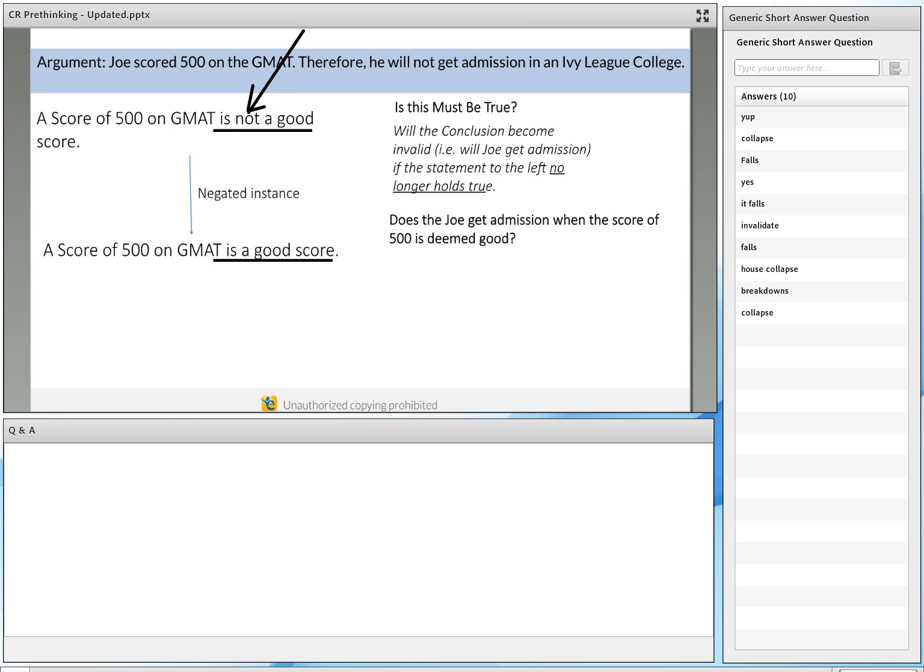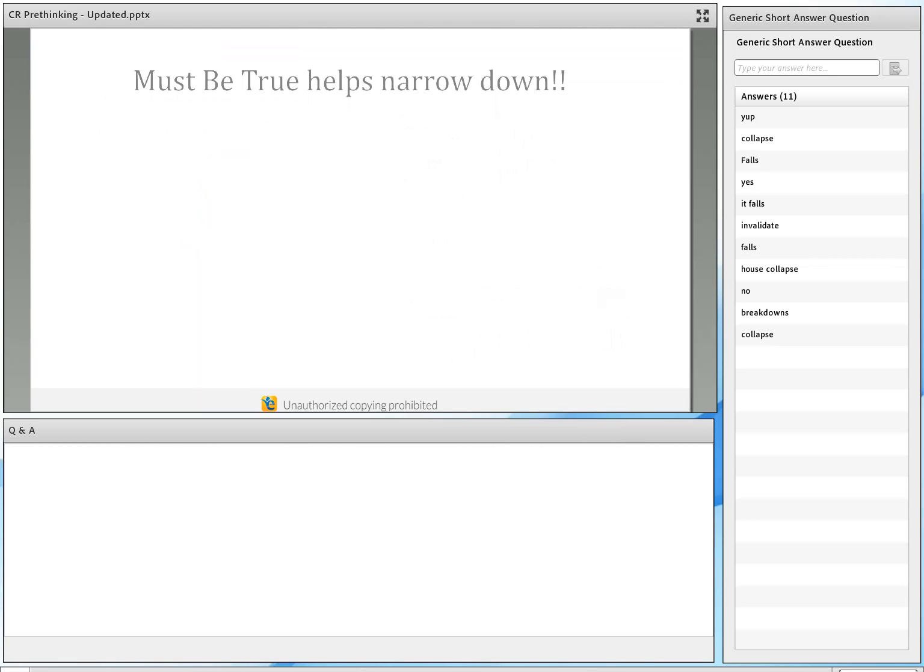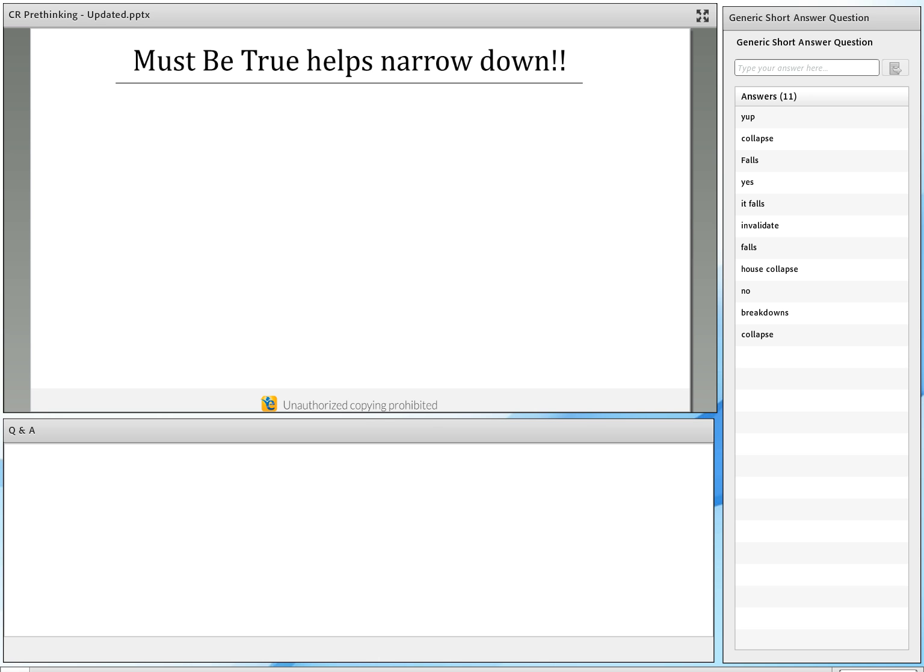If that happens, does the conclusion break down, which means, does Joe get admission when a score of 500 is deemed good? The answer is absolutely not. Why? Because this conclusion is not dependent on whether the score is considered a good score or not. It's dependent on what the value of that score is. You can have the same argument, replace 500 by 700, and the argument would still stand. So again, you can really see what happens. This is essentially applying the negation test.